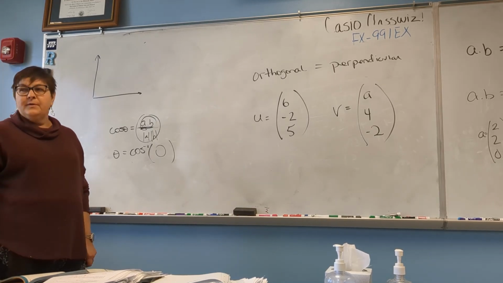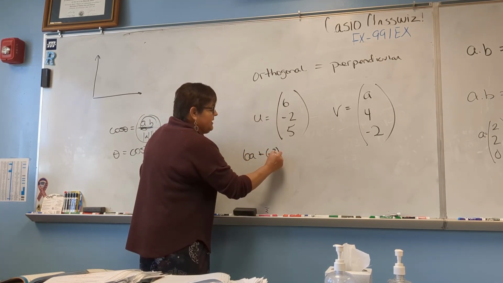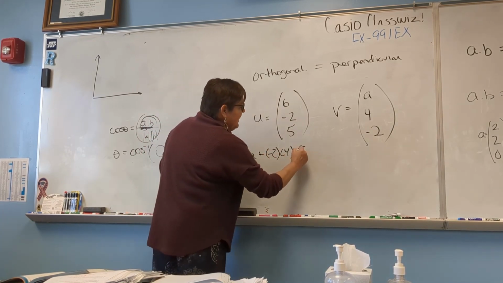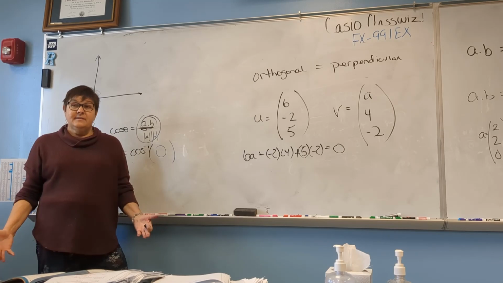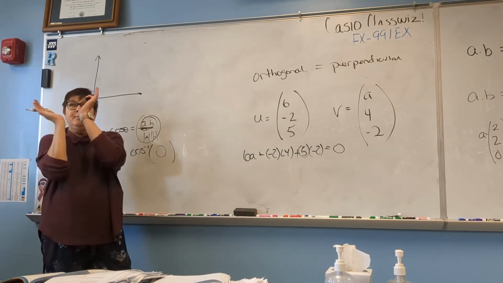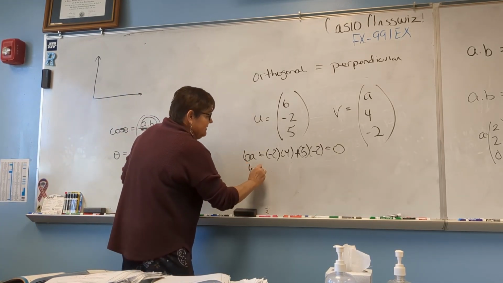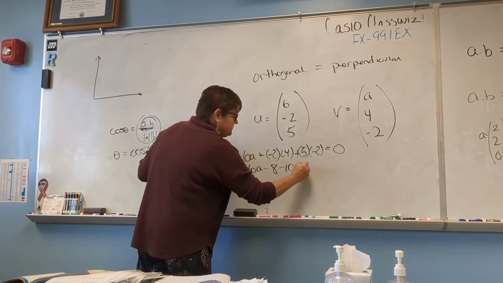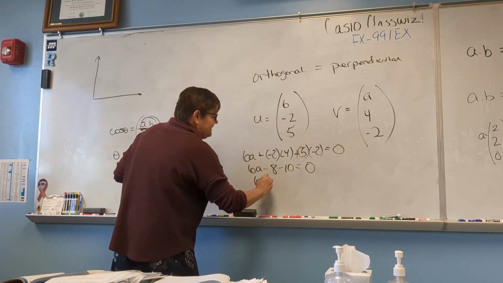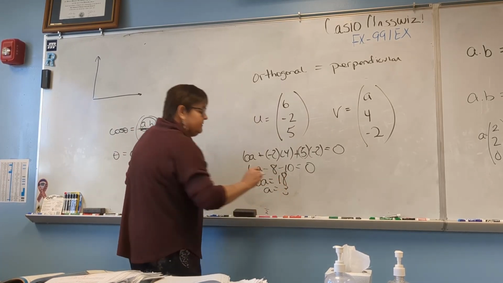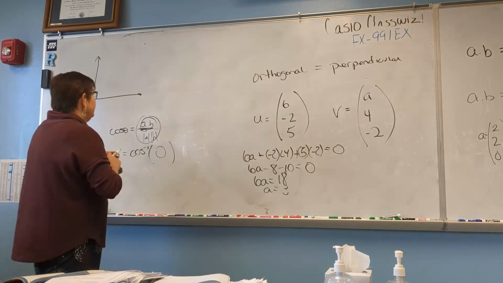All right, how do we feel about this so far? We're going to take 6A plus -2 times 4 plus 5 times -2 and set that equal to 0. Are we cool with that? Why is it 0? Because the only way for it to be perpendicular is if the dot product is 0. So we have 6A minus 8 minus 10 is 0. We have 6A equals 18. A is 3. How do we feel? Are we cool? We're good. Okay.